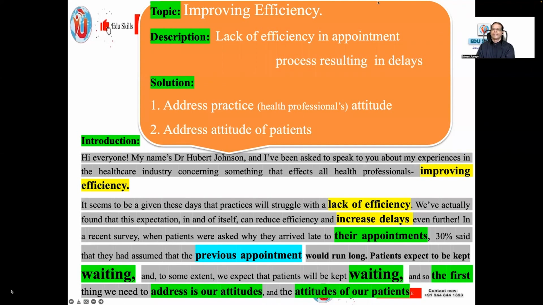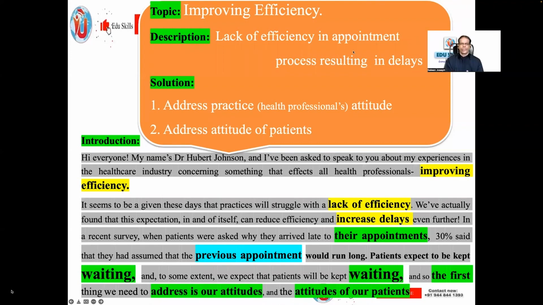So write down this model, and in your notebook, just take the introduction and find out what the topic is, how the topic is being described, what the issue was, and what solutions are being given in the introduction. So, these are the solutions. Health professionals should address their attitude first. Second, attitude of patients. And these 2 attitudes, attitude of health professionals and of the patients, will be explained in detail in the coming portions of the audio.